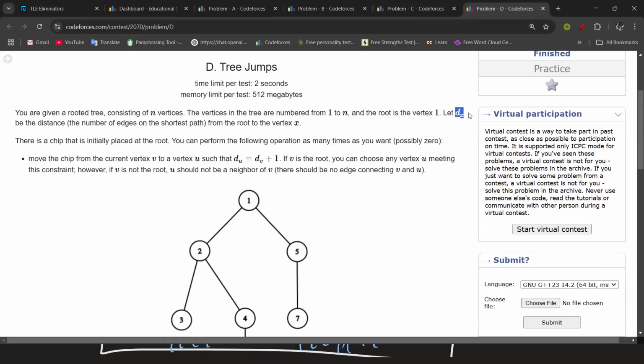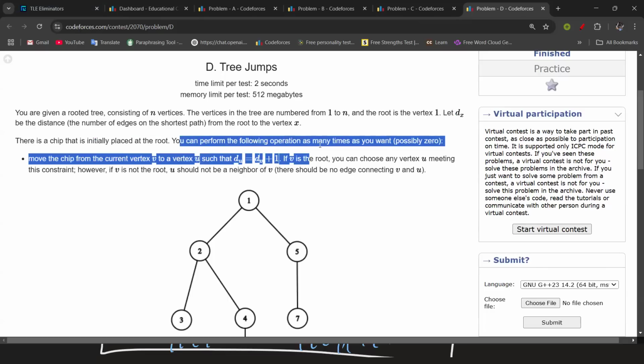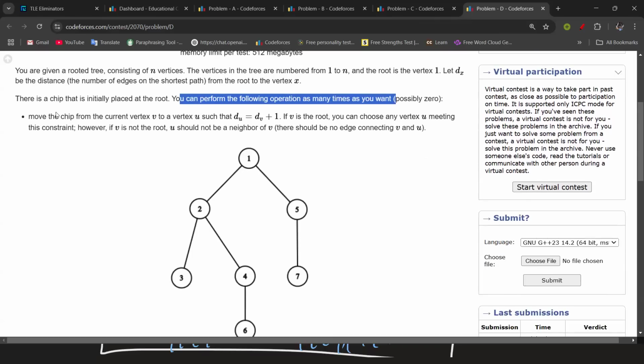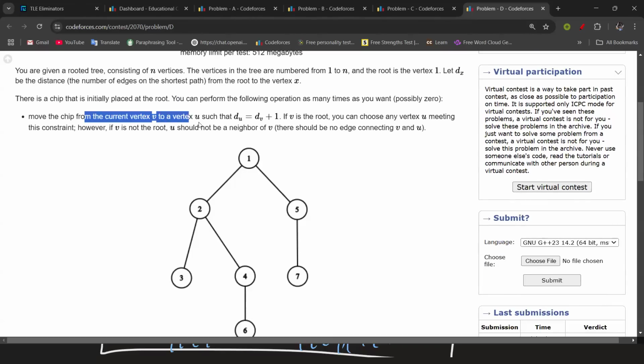Okay. Now, there is a chip that is initially placed at the root. You can perform the following operation as many times as you want, possibly zero. Move the chip from the current vertex v to the vertex u such that du is dv plus 1.